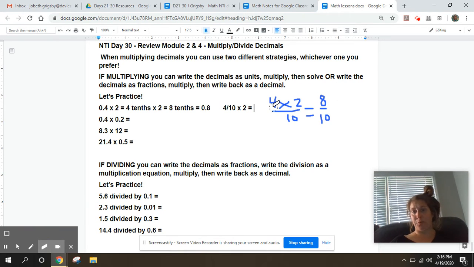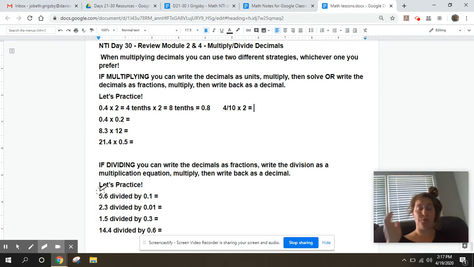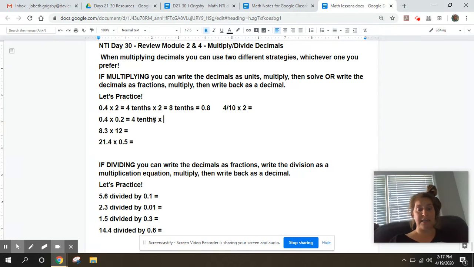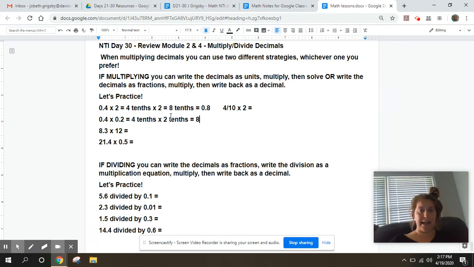So really today it's going to be your preference, whether you want to write your decimals in unit form and multiply whole numbers or divide whole numbers pretty much, or if you want to write them as fractions and multiply and divide. So on this one, since I know these in my head, I'm going to keep these very simple. I'm going to write them as units. 4/10 times 2/10. And I'm going to focus on my whole numbers. 4 times 2 equals 8. And then tenths times tenths, just like 10 times 10 equals 100. Tenths times tenths equals hundredths. And now I want to write that back as a decimal. So I would write 8/100ths.